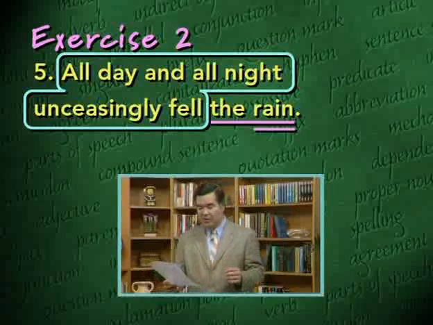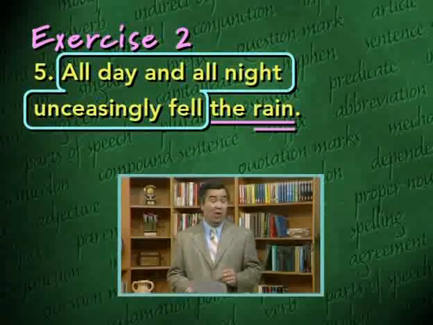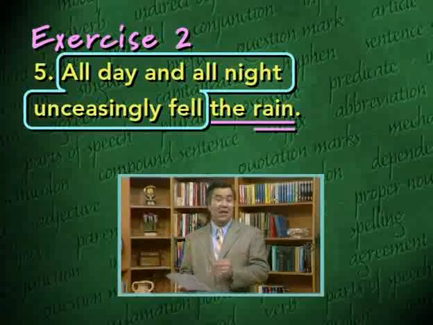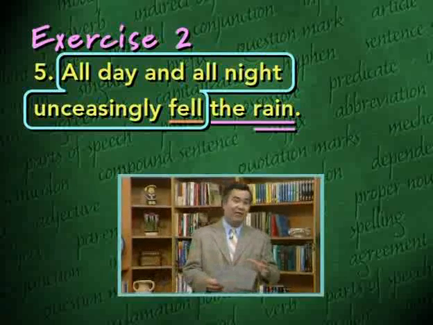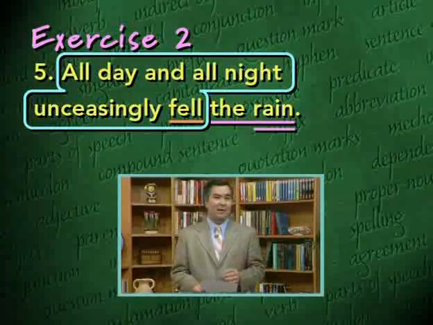And what did the rain do? All day and all night unceasingly fell. What's the single most important word in the predicate? The verb, which tells us exactly what the rain did. The verb is fell. So the heart of this sentence is rain fell, and all the other words give us a little more information about that.